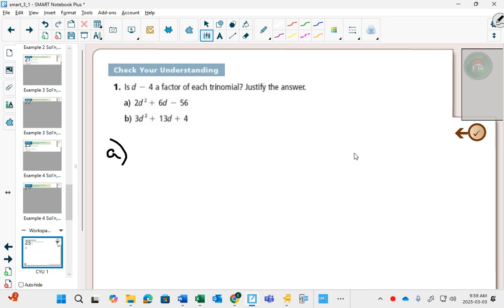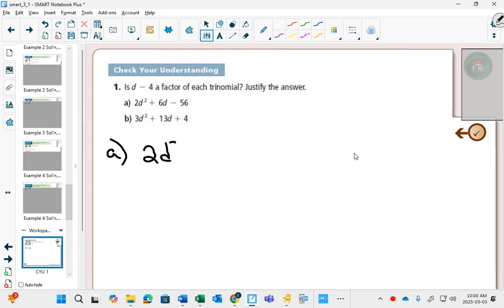So the question is asking, is d minus 4 a factor? Justify the answer. One way you could do this is just factor it and see if d minus 4 is one of the factors. Another way is you could put d minus 4 in there and see if it would work. I'm going to start with that second idea because it's a little bit shorter.